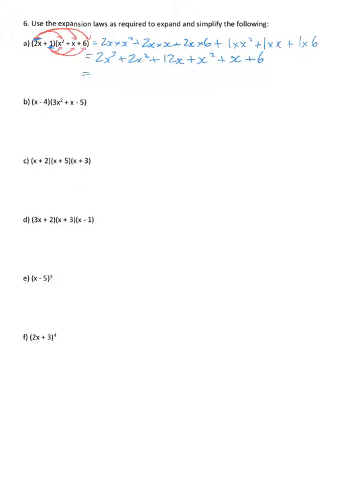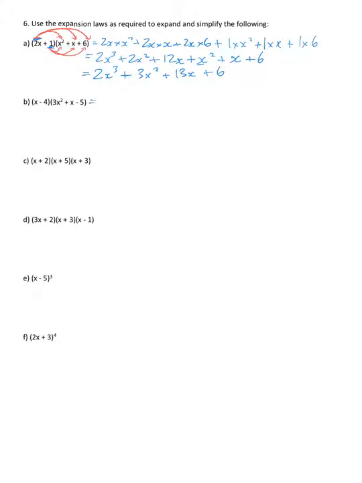Collect like terms. There's nothing else to the power of 3, so it's 2x cubed, plus, if I've got 2x squareds, and I add another x squared, I have 3x squareds. If I've got 12 x's and add another x, I have 13 x's. And then I've got a 6 by itself at the end. So that is that.